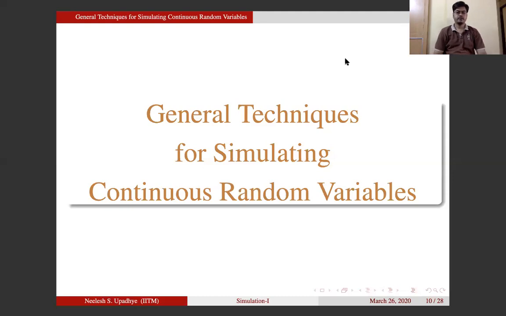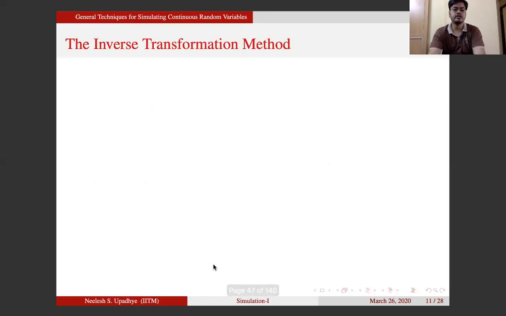So here I am back with my presentation. We will discuss general techniques for simulating continuous random variables. So let us try to see what general techniques you can have for simulating continuous random variables. Now, if I want to simulate a continuous random variable, what I need to know is the CDF of that particular random variable.